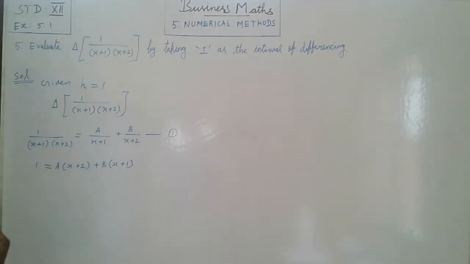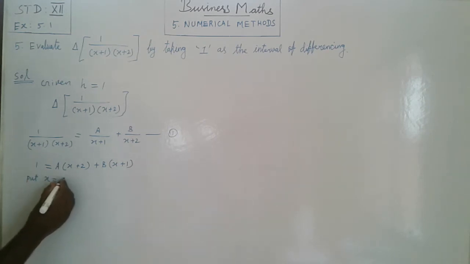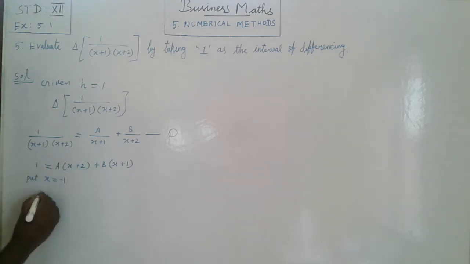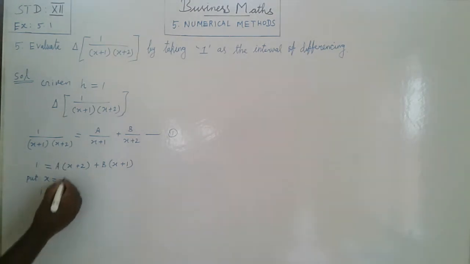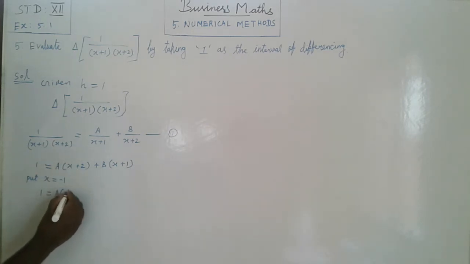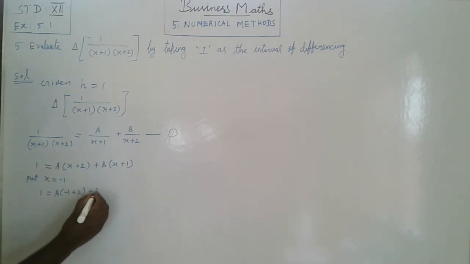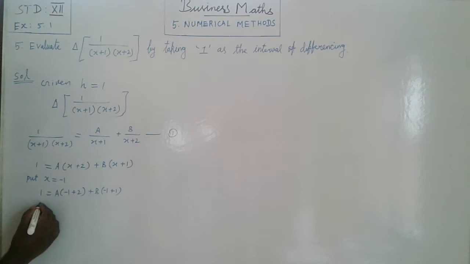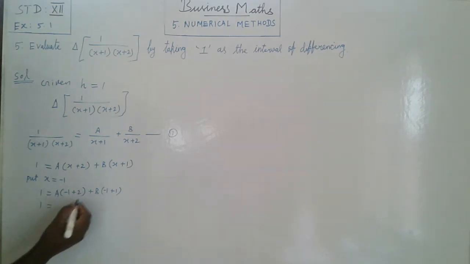So find the a and b values now. Put x equal to minus 1, then minus 1 plus 1 is 0, so the b term is 0. Now find a: 1 equal to a into (minus 1 plus 2) plus b into (minus 1 plus 1). So 1 equal to a into 1, which is a, plus 0 into b, which is 0. Therefore a equal to 1.